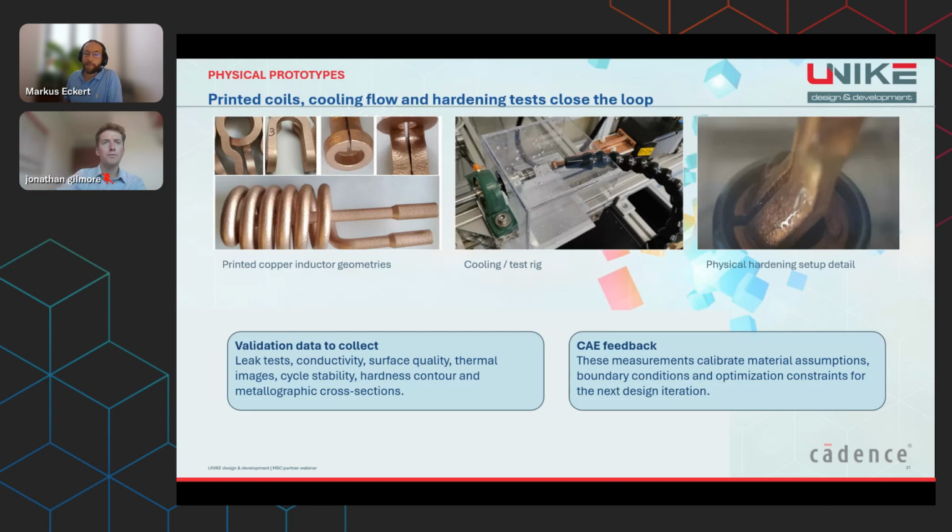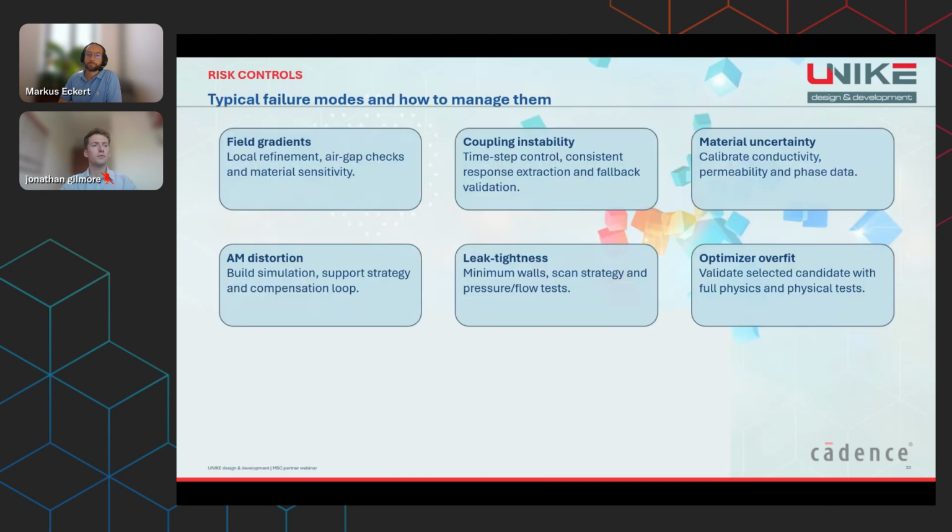Simulation does not make these tests obsolete. It makes them much more targeted because we know in advance which quantities are critical and which deviations would matter. The measurement data calibrate material assumptions, boundary conditions, and optimization limits. The result is not a linear process, but a closed learning loop of simulation, manufacturing, and validation.